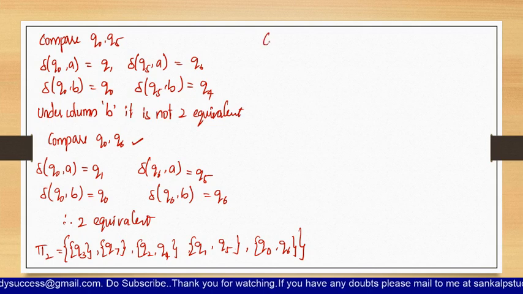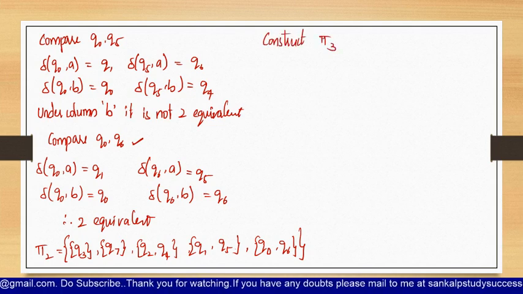Now we are going to construct pi 3. Till now we have constructed pi 0, pi 1 and pi 2. So now we are going to take pi 3 because we need to continue this process till we get all the equivalents. In constructing pi 3, Q3 and Q7 are not going to be compared with anything because in their own set there is only one state, which is Q3 as well as Q7. Now compare Q2 and Q4.